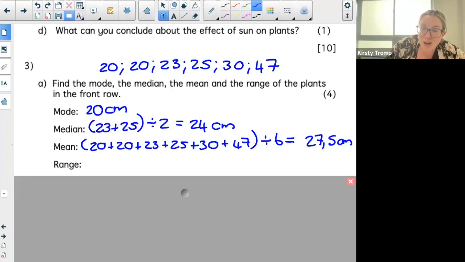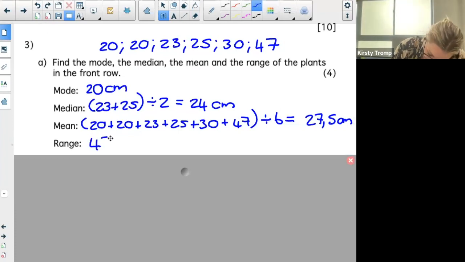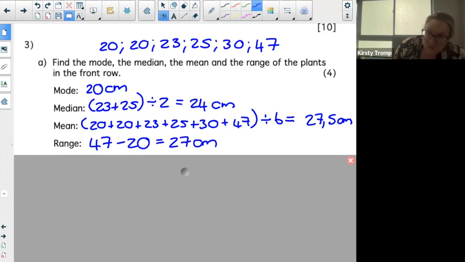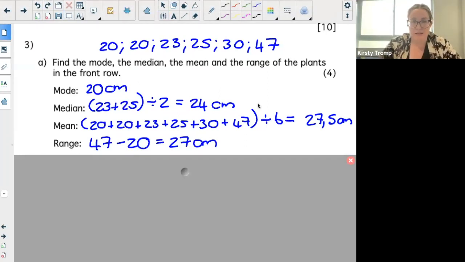Okay. And the last thing, guys, that they want us to calculate is the range, all right? They want us to look at the range of numbers. So let's have a look. When we're looking at the range, we always take the biggest number and we minus the smallest number. And that's going to give us 27 centimeters.